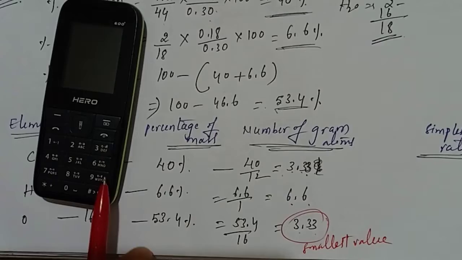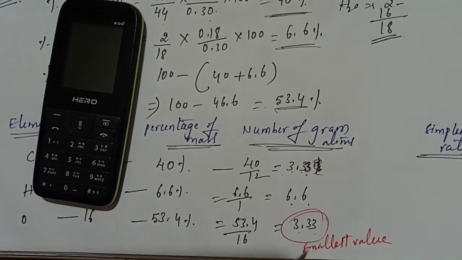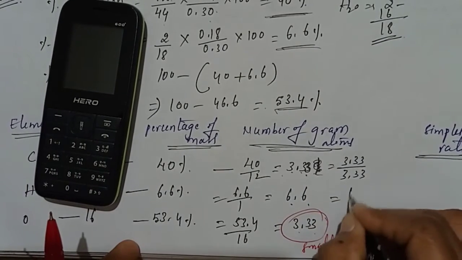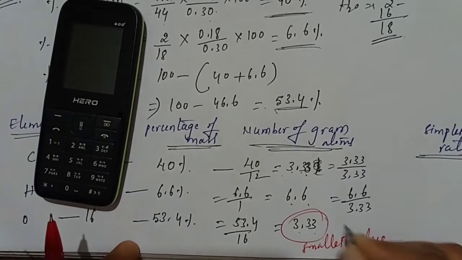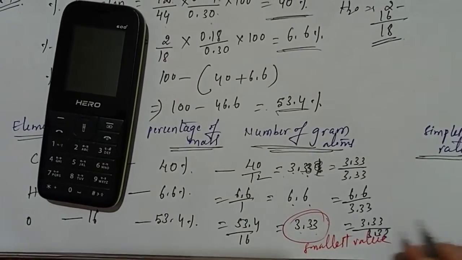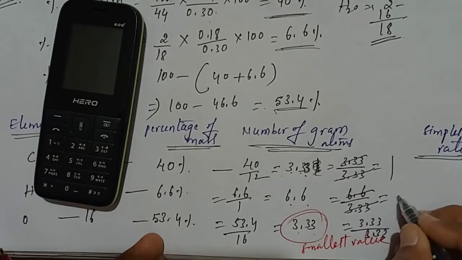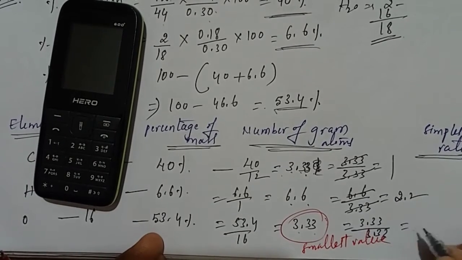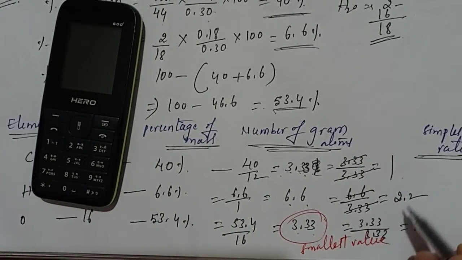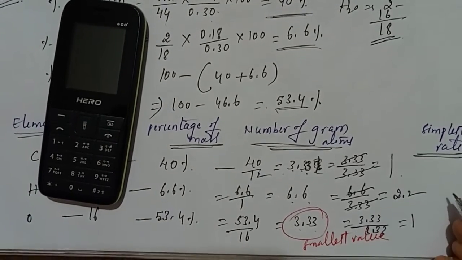So we have to divide all three values by 3.33, students. Then how much will you get? 3.33 by 3.33, 6.6 by 3.33, 3.33 divided by 3.33. Are you clear this one? Then how much will you get, students? This one is 1 time. This one how many times, students? 2 times. 2.2 you will get. This value, 1 you will get.